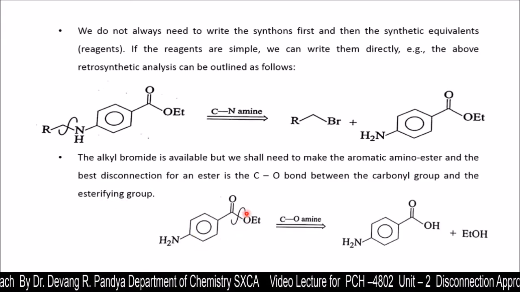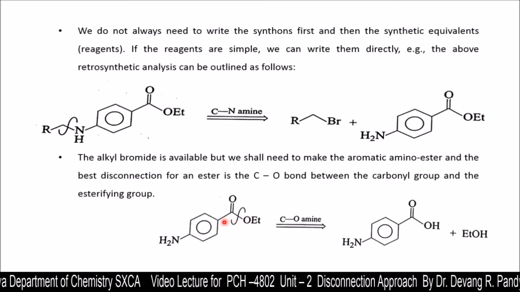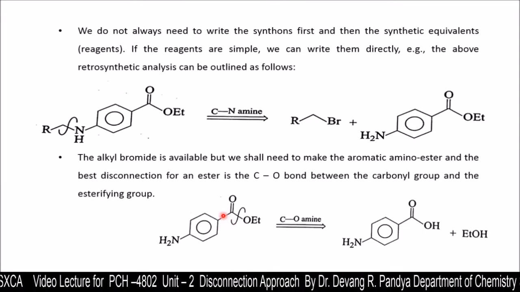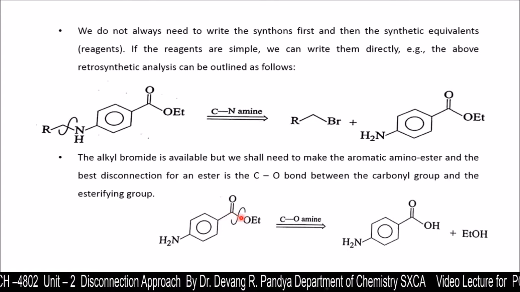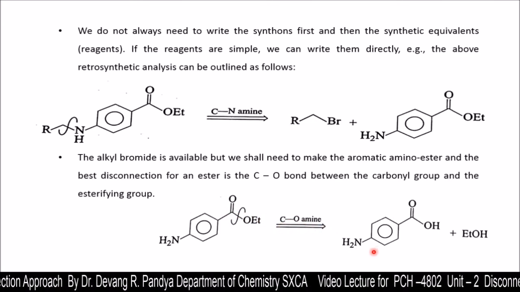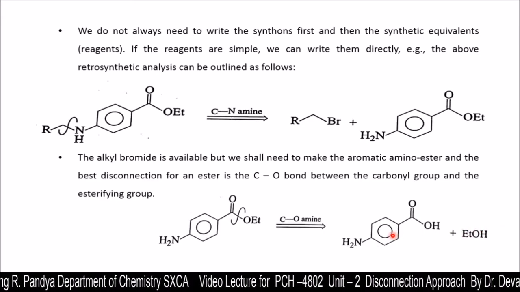So here in this ester we put the wiggly line over here, because if we put the wiggly line over here, it will overrule guideline 1. So we haven't put the wiggly line over here, but we have put this C-O disconnection, and we are going to get the synthetic equivalents ethanol and this acyl derivative.